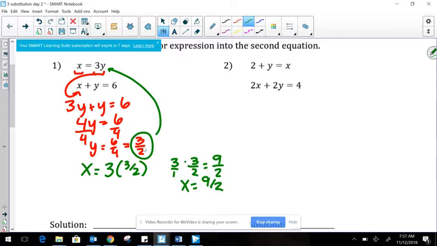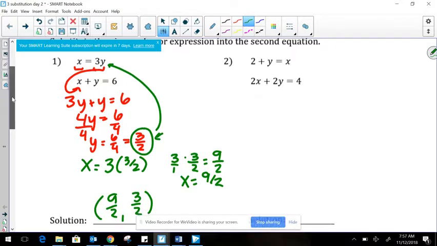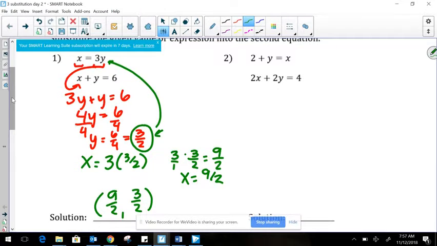So I always write x comma y. So my x we have here is 9/2. And then my y up above here is 3/2. Okay, so that is my solution for number 1. Those have fractions in it, and we reduce them as much as we can. So we are done. Nice work.